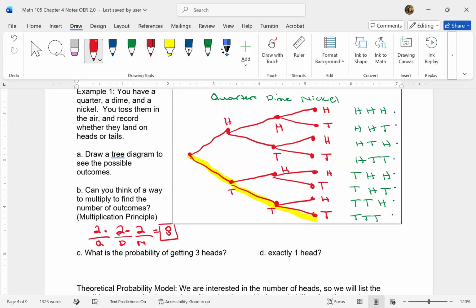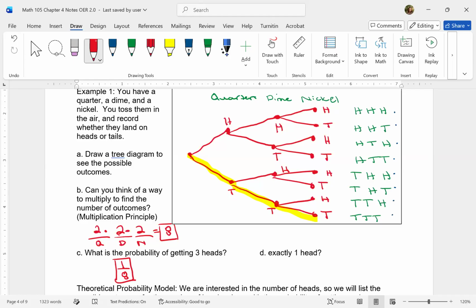So what is the probability of getting 3 heads? Well, since there are 8 possible outcomes, you're looking for how many times you would get 3 heads out of 8. And there's only one way that happens. That's the first way, right? Where you get heads on quarters, heads on dimes, heads on nickels. And there's no other combination where we have 3 heads. So this is actually a probability of 1 out of 8.